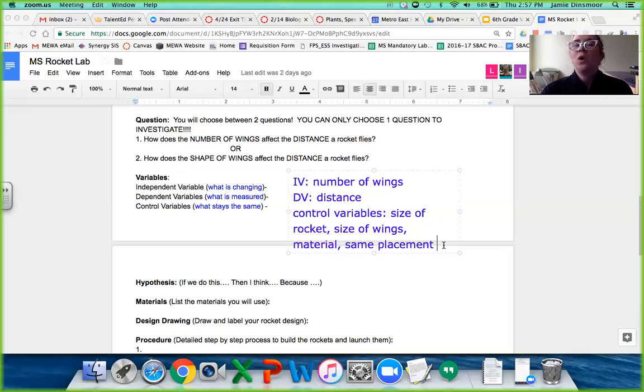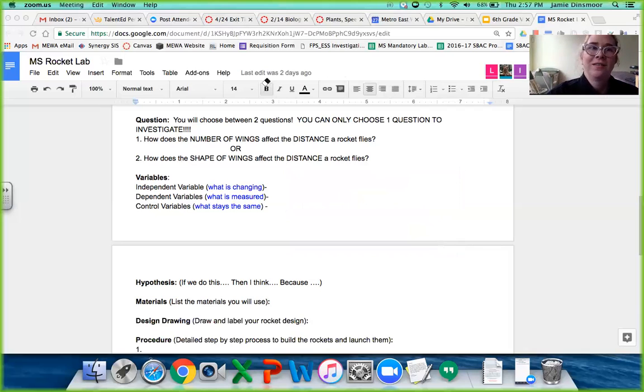What if we now do the second question instead? Completely gone. Now we're doing question 2. What is our independent variable going to be for question 2 if we're doing how does the shape of wings affect the distance a rocket flies? Wing shape, right? And again, you're going to have to describe that. What shapes are you going to use? Are you going to do heart-shaped wings? Are you going to do triangle wings? That's up to you. And then we already talked about our dependent variable is going to stay the same. We're still measuring our distance.